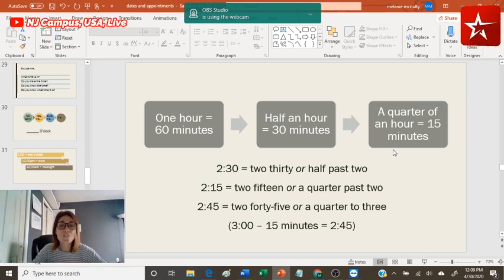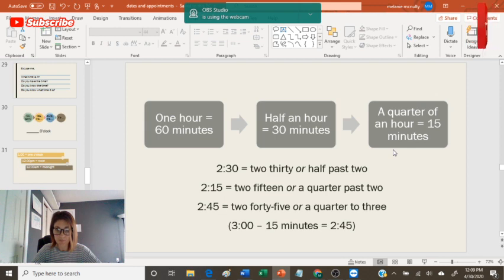Okay, if it's 2:15, because 15 is a quarter of an hour, we could say it's a quarter past two or a quarter after two. "Excuse me, what time is it?" "It's a quarter past two." Okay, or you could say a quarter after two.